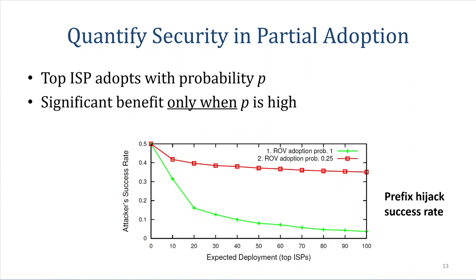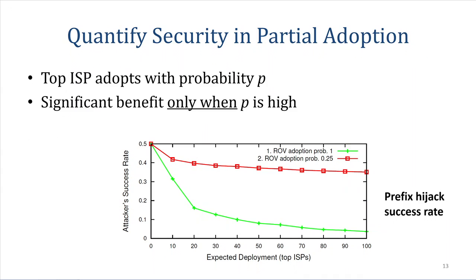So on the far right data point, the 100 point, you can see what happens when exactly the top 100 ISPs adopt, and that is the green line. And you can see that the attack is pretty much diminished. In fact, even with 20 adopters, the attacker success rate really goes down. So we contrast that with what happens when the adoption rate is only 25%.